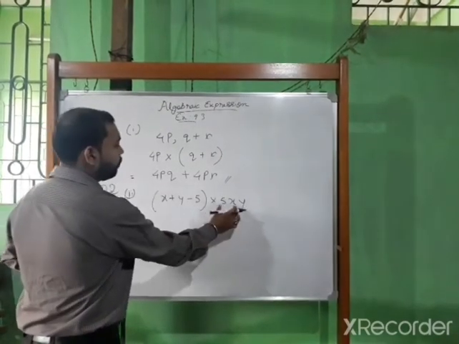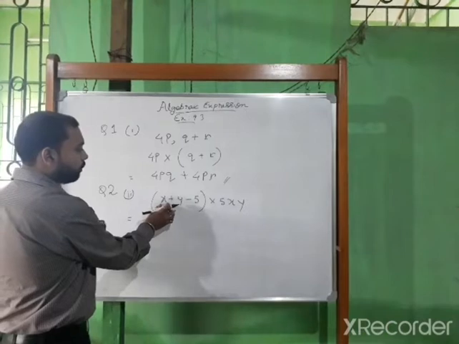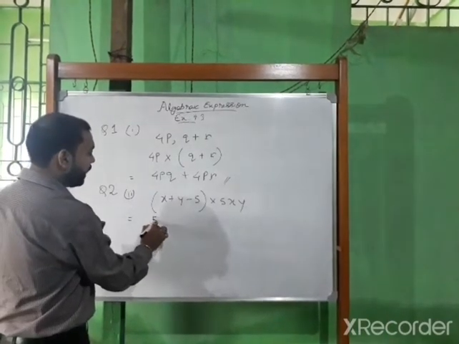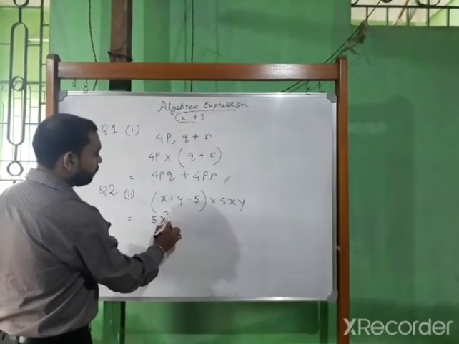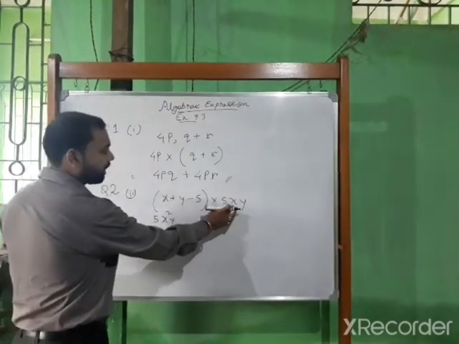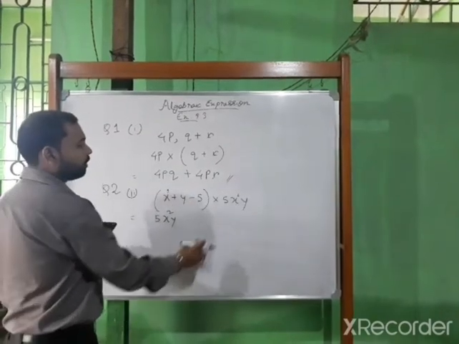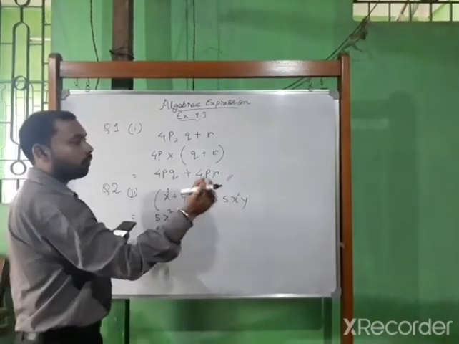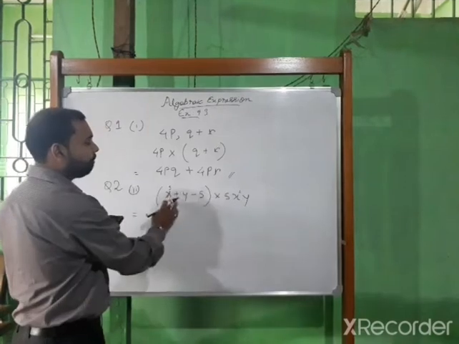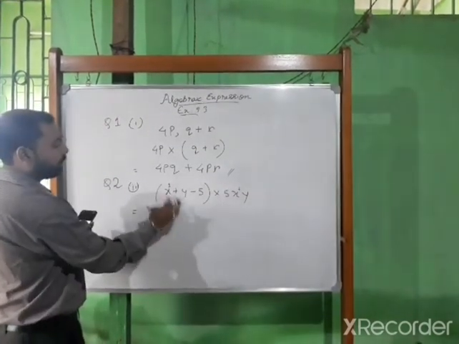At first we will multiply 5xy with x. So what will be the result? It will be 5x square y. Now you will ask how it became x square, because here x power is 1, again here x power is 1. So when I multiply, we have to follow the exponent rule. Base is same, power will be added. So 1 plus 1, it is 2. So we have written x square y.